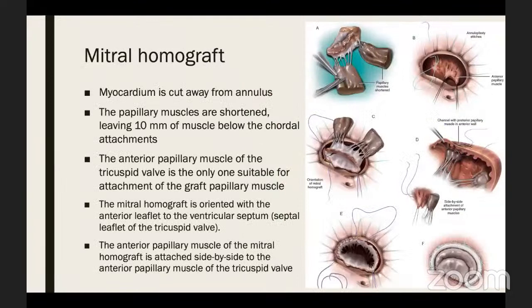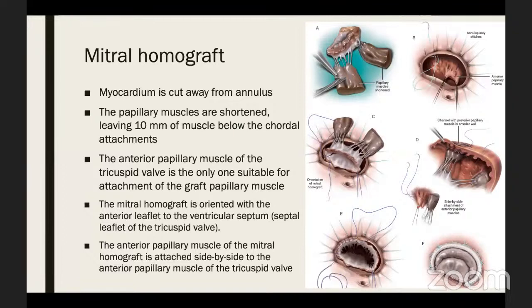The last option is using a mitral homograft, usually in case of endocarditis with a severely destructed native tricuspid valve. For the homograft, the way it's prepared is by removing all the myocardium attached around the annulus of the valve, leaving only the annulus, the tissue and the leaflets, and by shortening the papillary muscles to leave about 10 millimeters of muscle below the chordal attachment. And then obviously the native valve is completely excised and debridement of any infected tissue is done.